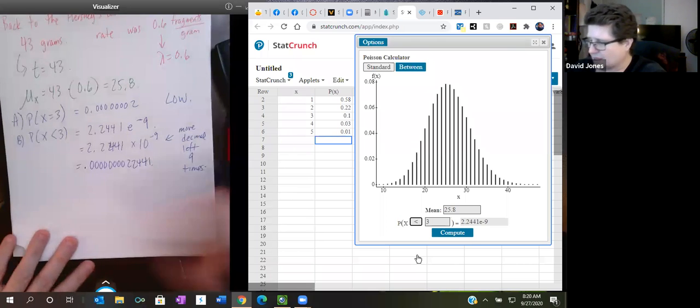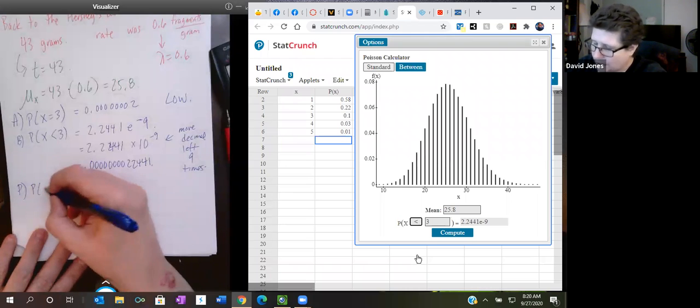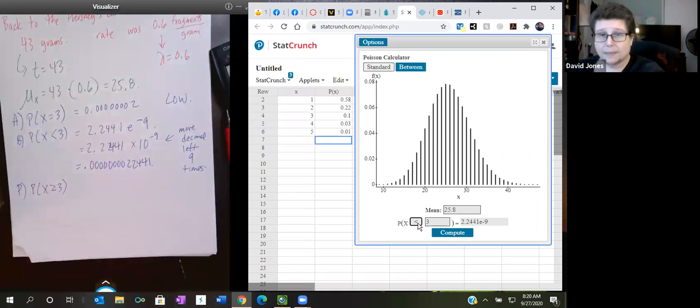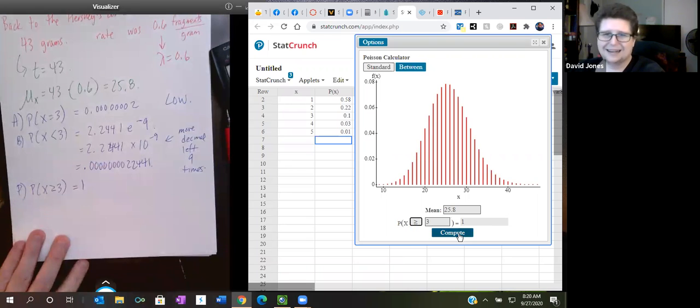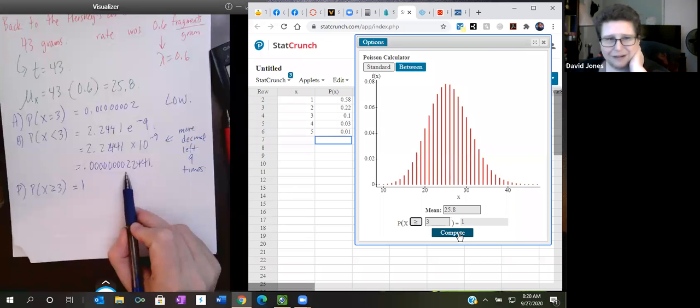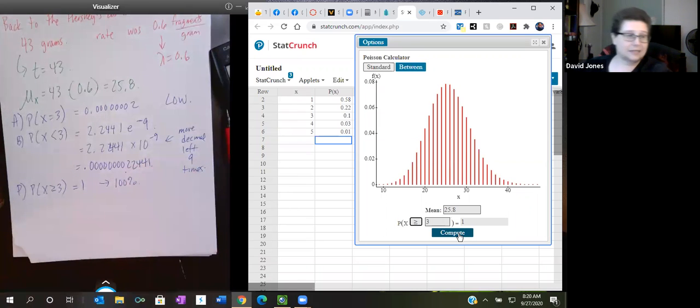Probability of at least 3. At least 3 means I could have 3 or more than 3. Greater than or equal to 3 means we don't have 0, 1, or 2, which means we're subtracting that value right there, and that value is so small that it really doesn't affect the probability. We have a 100% chance there's at least 3 insect fragments in that chocolate bar.